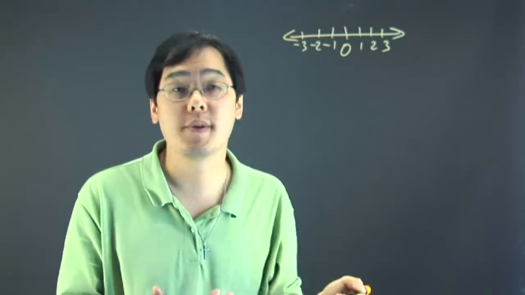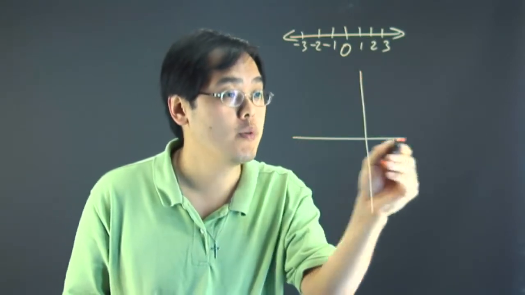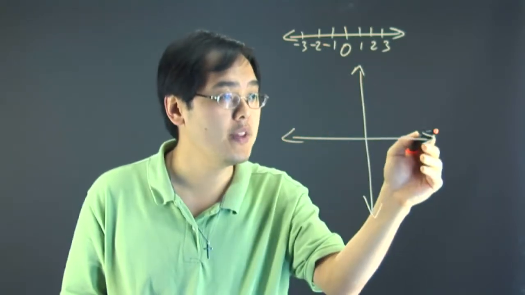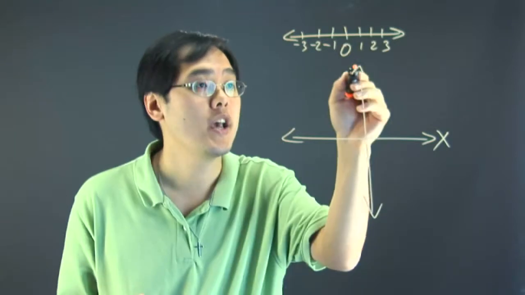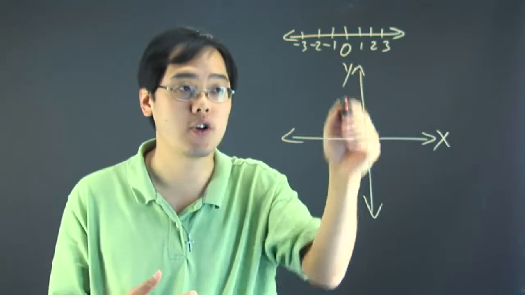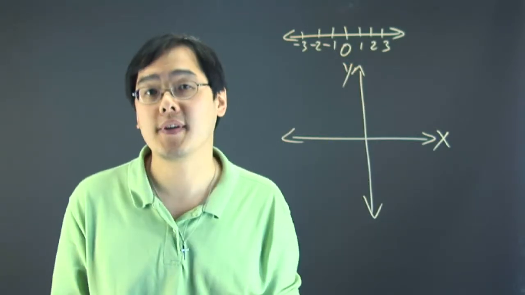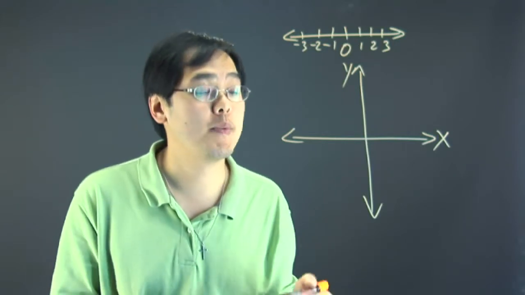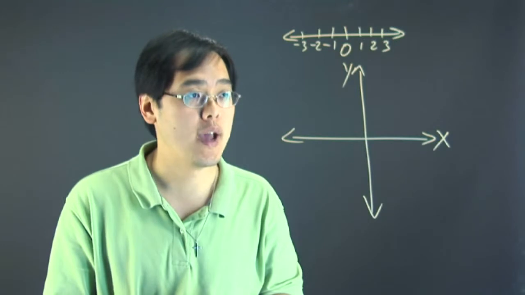Now, for 2 dimensions, you end up creating an XY coordinate system. The x-axis is your horizontal axis, and your y-axis is your vertical axis. And oftentimes you'll be graphing lines, parabolas, things like that, depending on what the scenario happens to be.